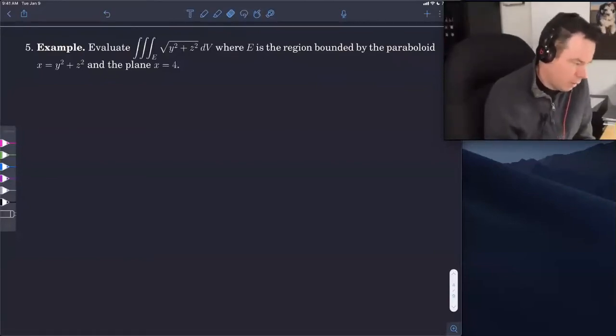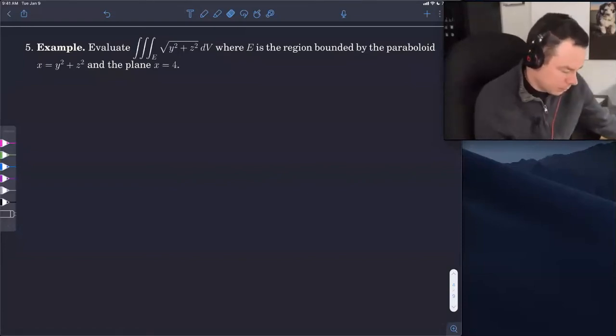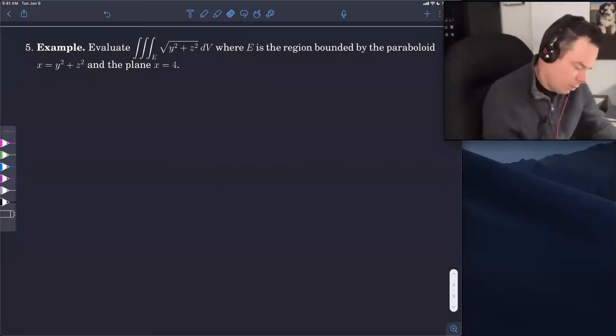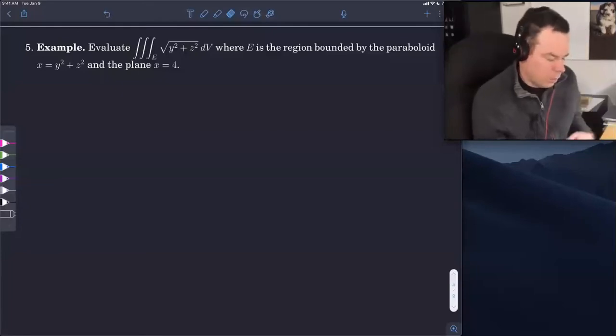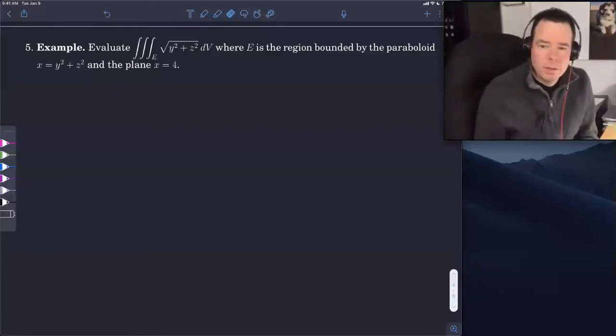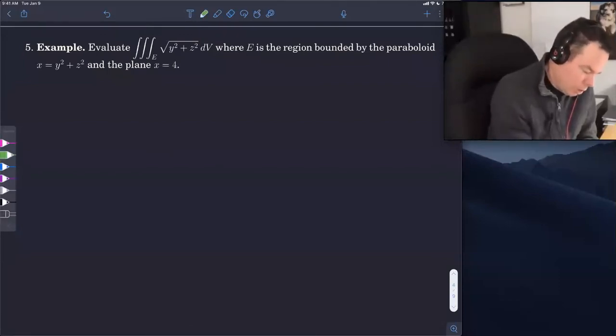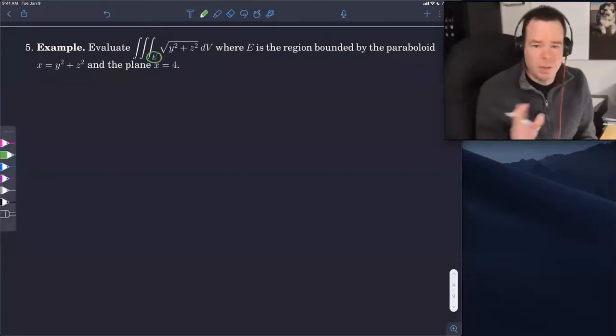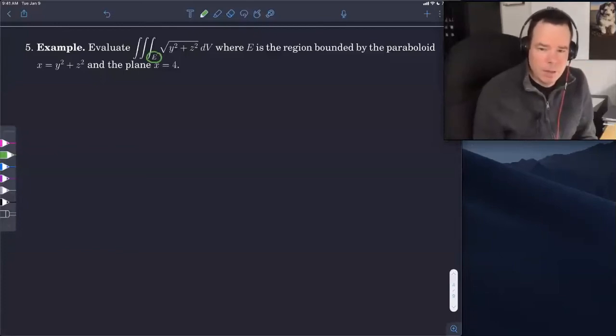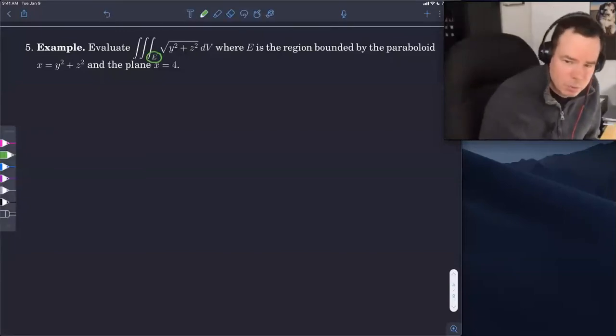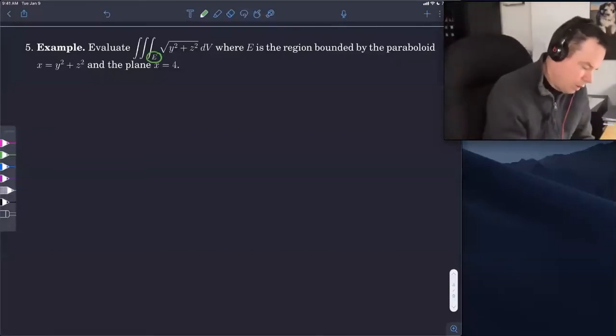So let's have a look at what this particular question is asking us. We want to evaluate the triple integral over this spatial region E of the function square root of y squared plus z squared. In setting up these integrals, it's always the region that we're focusing on. It's never the integrand. The integrand we will deal with after we've set the integral up and we actually want to start computing it. Right now, we're always going to be focusing on this region E.